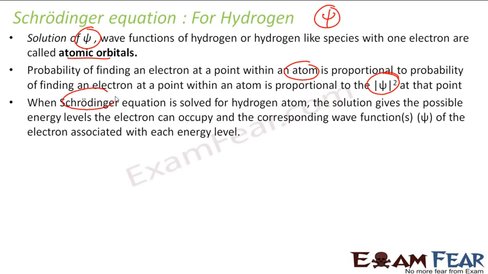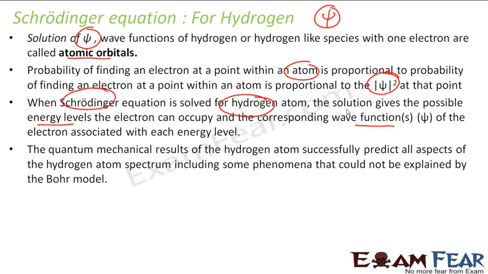When this Schrodinger equation is solved for the hydrogen atom, the solution gives the possible energy levels an electron can occupy and the wave function for that energy level. The wave function, you know, is nothing but the orbitals. We'll discuss the orbitals now. The quantum mechanical results for hydrogen predict all aspects of the hydrogen atom spectrum, including things not explained by the Bohr model, for example the Zeeman effect and Stark effect. So this quantum model explains everything about hydrogen.